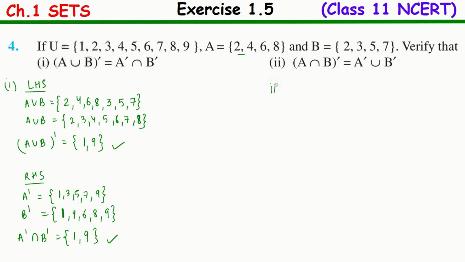Now for second part, left hand side, we have to take A intersection B's complement. So let us first calculate A intersection B. Common elements in A and B. So 2 is common and only 2 is present in both the sets. Now we have to take its complement, A intersection B complement. What are the elements that are not present in A intersection B? So except 2, 1, 3, 4, 5, 6, 7, 8 and 9.